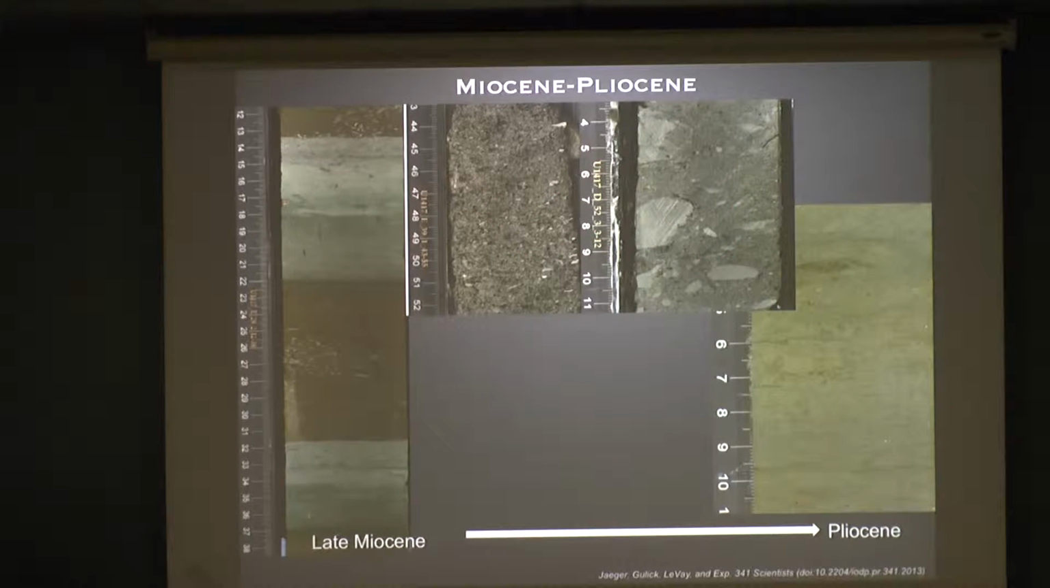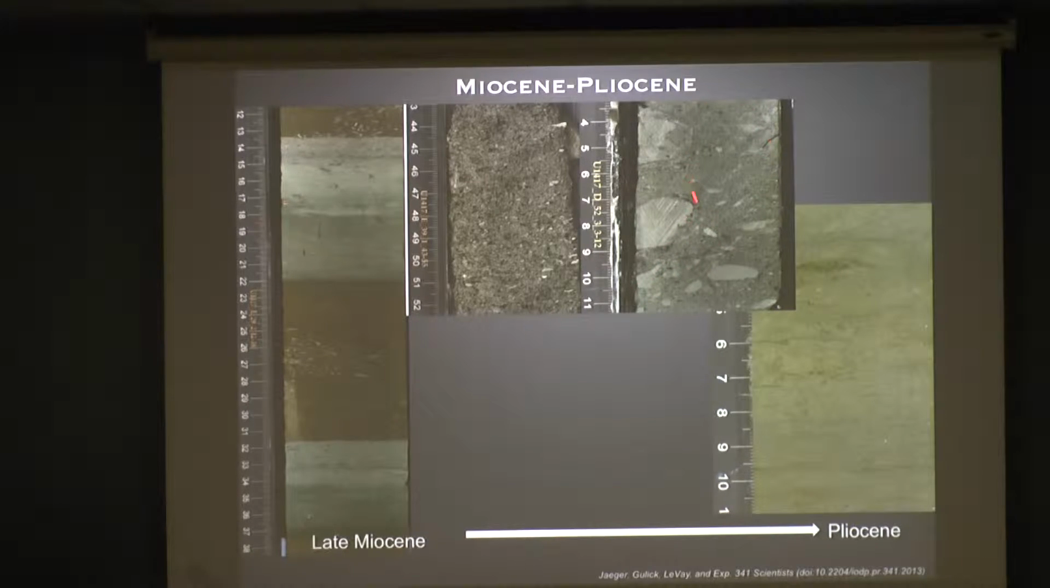They're diamicts, but the name just means that they're large clasts surrounded by a muddy matrix. Some diamicts are created by ice rafting, other diamicts by glacial material. Other diamicts are created by landslides. And this is a case of landslides, because these clasts are actually made up of the seafloor itself.